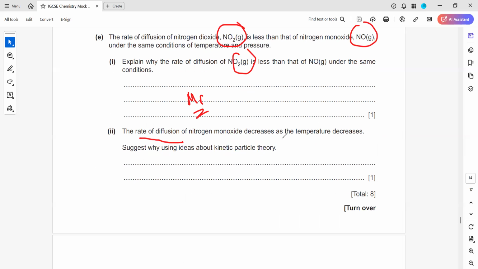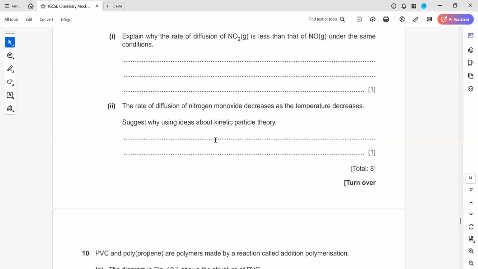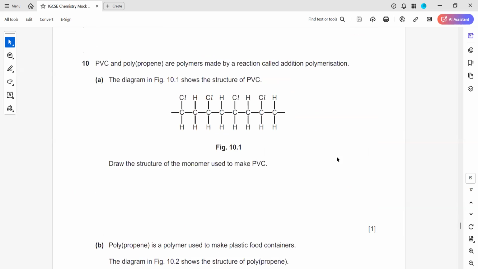Rate of diffusion decreases as the temperature decreases. Use the idea of kinetic energy. What happened to kinetic energy? The kinetic energy decreases, so particles move slower, or the speed also decreases. That's why one mark was given. Just you have to say that.